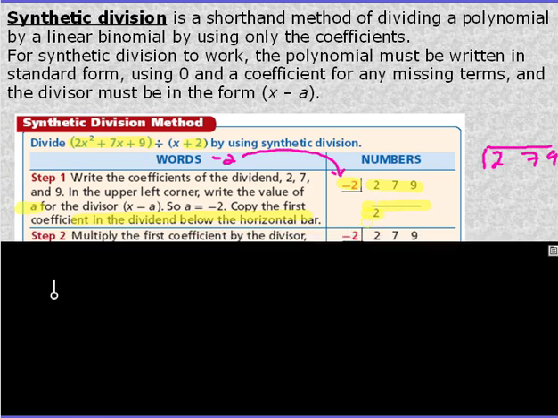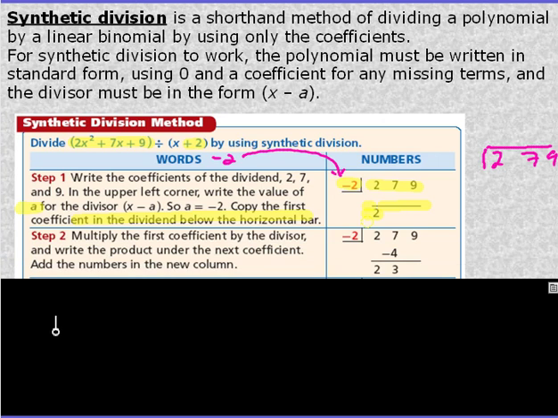All right. After you have that, step 2, multiply the first coefficient by the divisor. So what does that mean? We're going to multiply this coefficient that we brought down by this negative 2, which is our a. That gives us negative 4. And this is the part that gets confusing because in long division we subtract one row from the other. We're going to add here. So just be careful. That's one of the problems I see with synthetic and long division. People get confused. So 7 and a negative 4 is going to be 3. We get that by just subtracting 4 from 7.